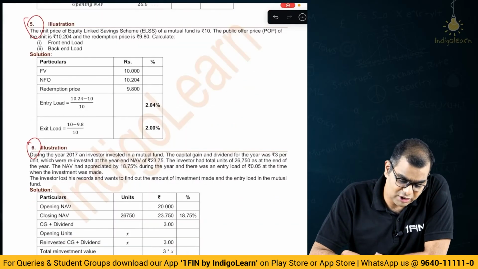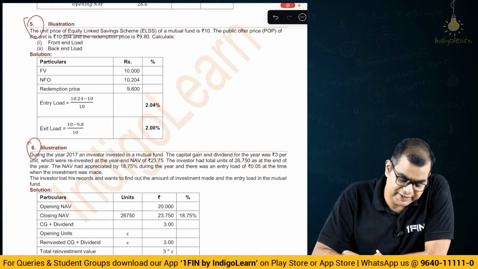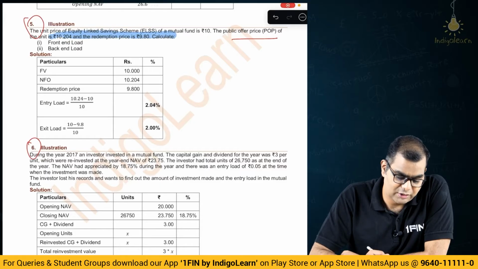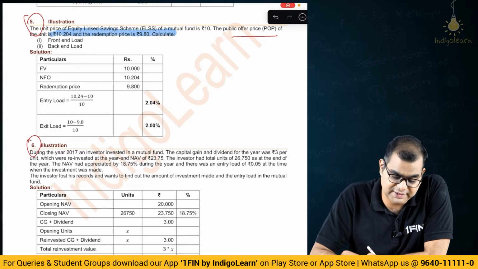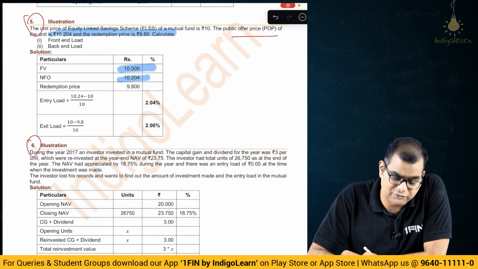Now, let us move to a question on front end load or entry load and exit load. The unit price of an ELSS scheme of a mutual fund is rupees 10. The public offer price or POP of units is rupees 10.204 and the redemption price is 9.8. Now, what is the face value? Because they themselves said the unit price is 10 rupees, you invested at 10. The face value per unit is 10, and the public offer price is 10.204. So, you invest at 10.204, you redeem at 9.8.